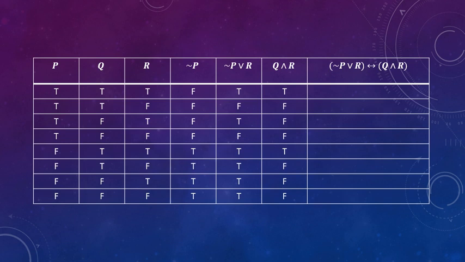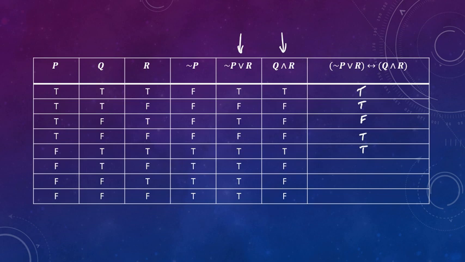Now, refreshing ourselves from the previous video, the biconditional is only true when both sides have the same truth value. If they're both true, then the biconditional is true. If they're both false, then the biconditional is true. If they don't have the same truth value, then the biconditional is false. So I'm using the biconditional on our 5th and 6th columns here. So a true if and only if a true gives me a true. A false if and only if a false gives me a true. A true if and only if a false gives me a false. False if and only if a false gives me a true. A true if and only if a true gives me a true.